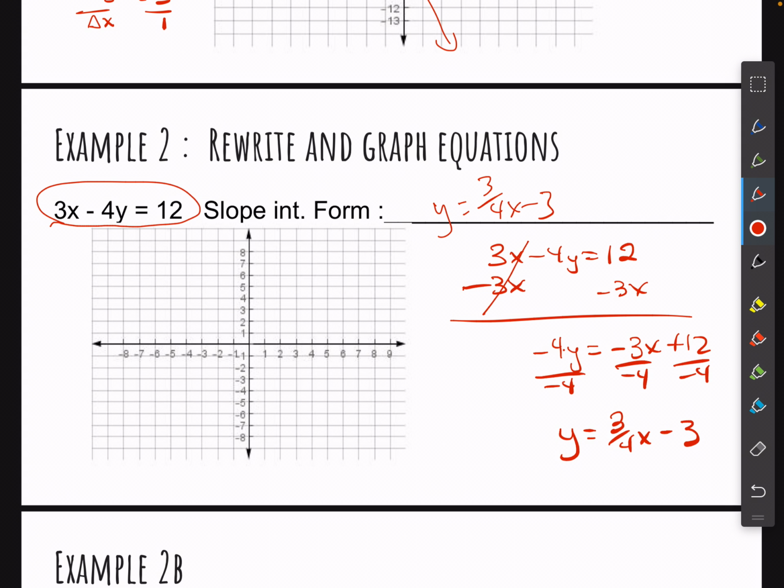graph this. So there's a couple of ways that we could graph this. We could plug in the zeros like we did a couple lessons ago, or last lesson. You can plug in zeros for x, see what the y-intercept is, plug a 0 for y, see what the x-intercept is, and then plot those and connect the dots. Or we can just use slope-intercept form, start at negative 3, and go up 3, right 4, and we get this guy.